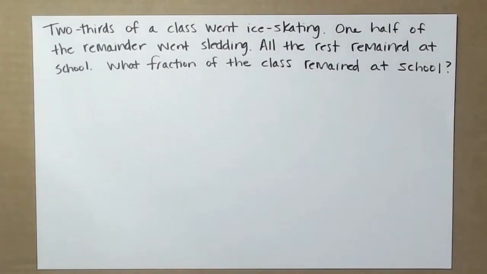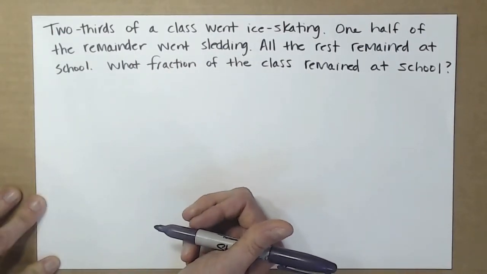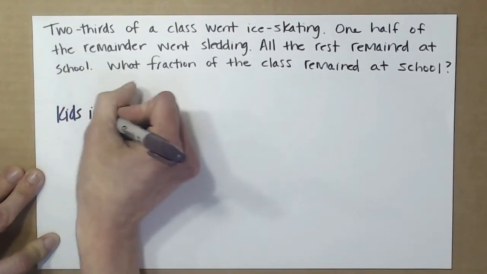Okay, here we are, back with problem number 2. 2/3 of a class went ice skating. 1/2 of the remainder went sledding. All the rest remained at school. What fraction of the class remained at school? Okay, so our quantity that we're kind of breaking up here is the kids in a class, right? So we have kids in a class.